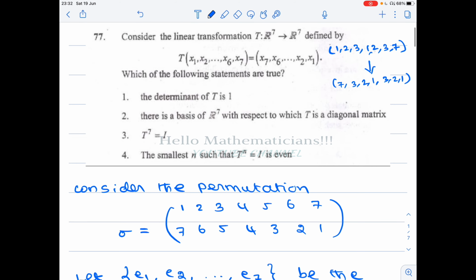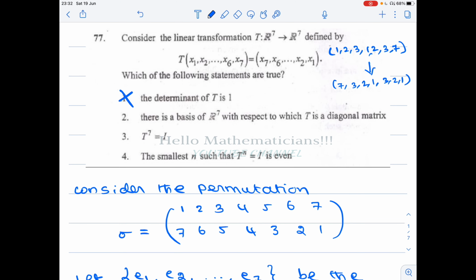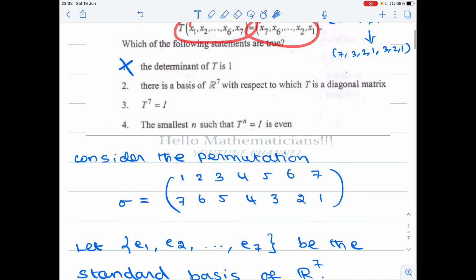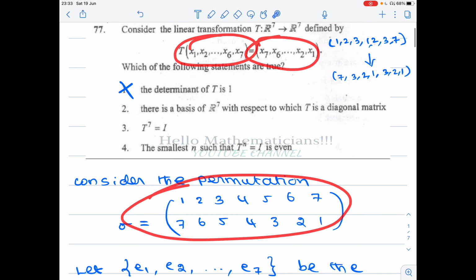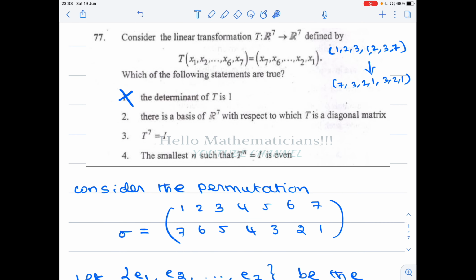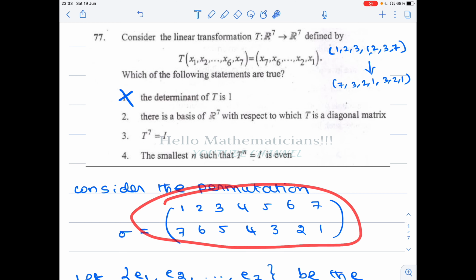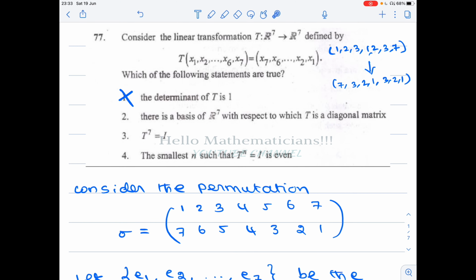Therefore, the determinant of T is -1, because the determinant of A sigma is -1, because the sign of sigma is -1. Therefore this option is false. So basically whenever you are given this kind of linear transformation, you just find this permutation, then the determinant of this linear transformation is nothing but the sign of this permutation. So that is our conclusion. On the way we have discussed many things, but that can be used in some different problems also.